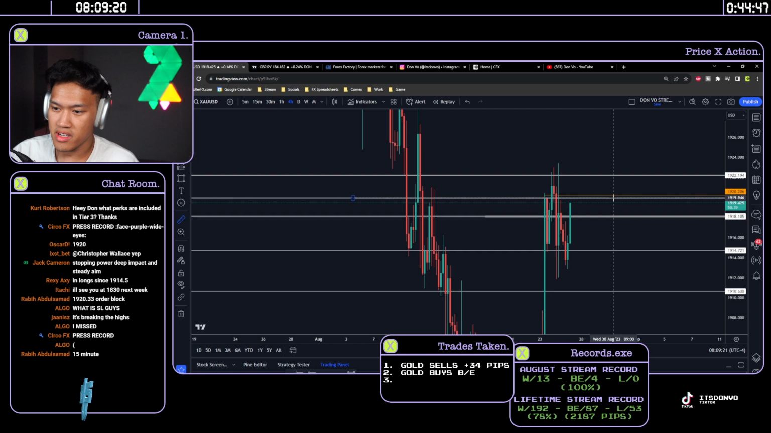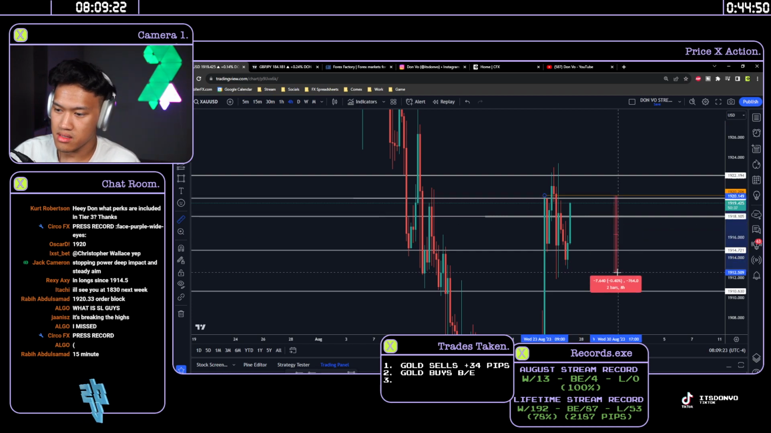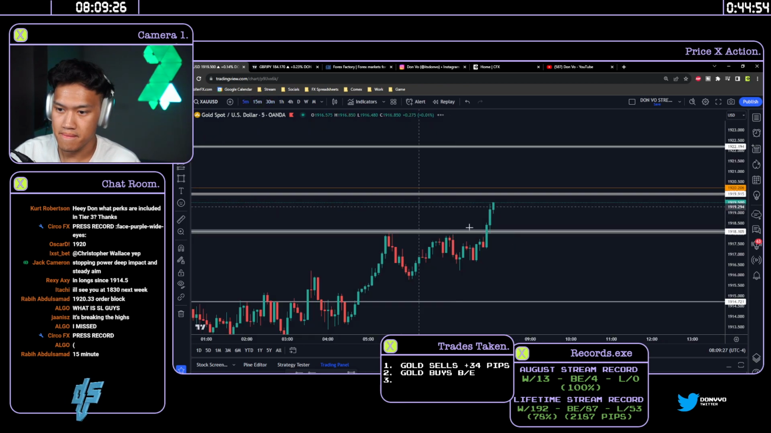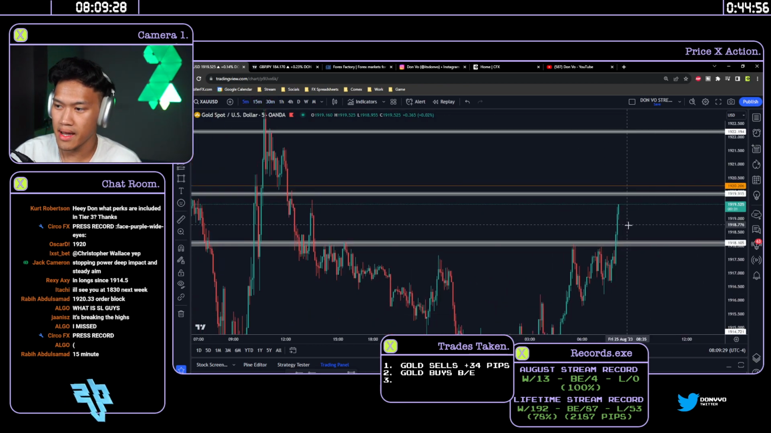Which is what? How big is this range, chat? It's gonna be around a 76 pip range. On a Friday, it's not too bad. Can you tap 20.2?